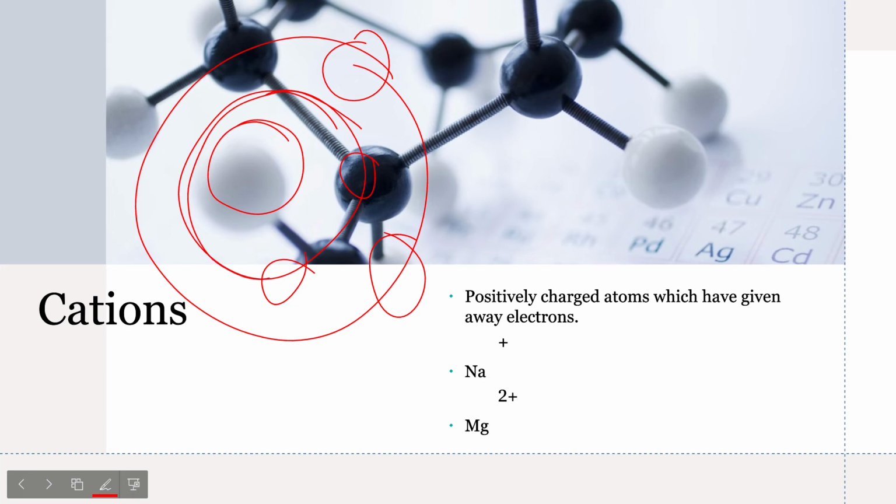Okay, so remember that. And when atoms give away their electrons, they become positively charged, right? So there's more protons than electrons, and we know that protons are positively charged, electrons are negatively charged. So if there is more positive charge, then they are positively charged. Examples of this can be Na+ or Mg2+. Na is sodium, Mg is magnesium.